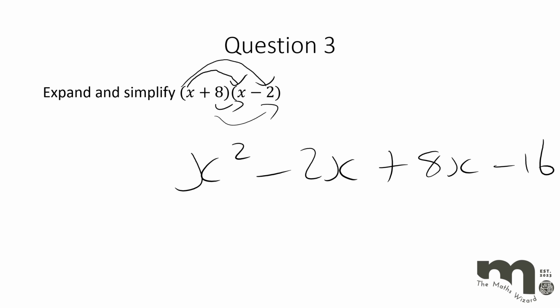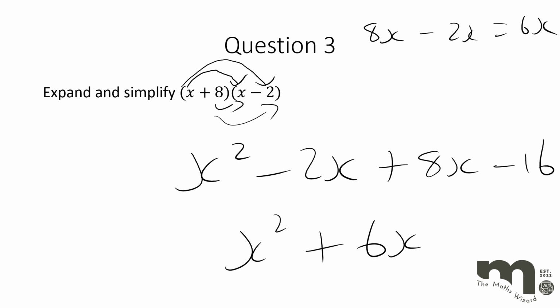So we've got, on this one, x squared will stay the same. You've got minus 2, add 8x. Another way of looking at this is you can just flip that around to do 8x minus 2x, which will give you 6x, and it will be a positive 6x there. And then you've got this minus 16 on the end, just there.